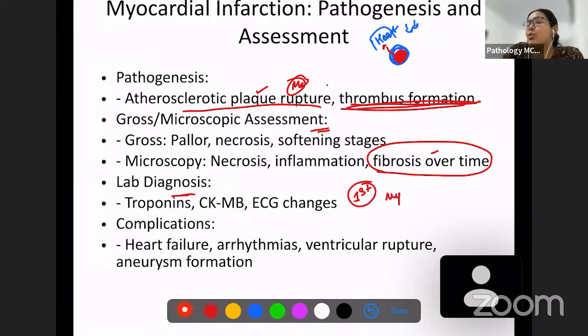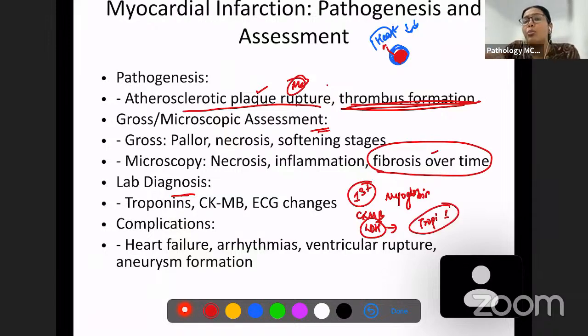We know it is myoglobin, right? Okay, then we have CKMB, and then we have LDH, which is the long-lasting one, and then troponins, which are specific, and troponin I is the most specific.